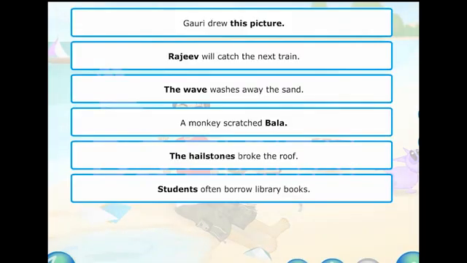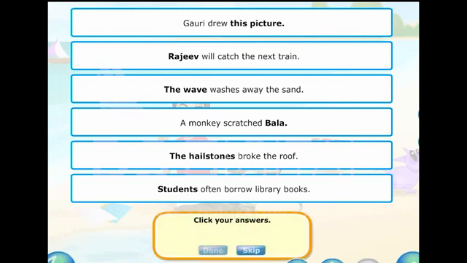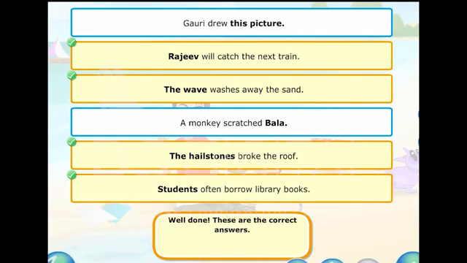Click the sentences where the person or thing doing the action is highlighted correctly. Well done. These are the correct answers.